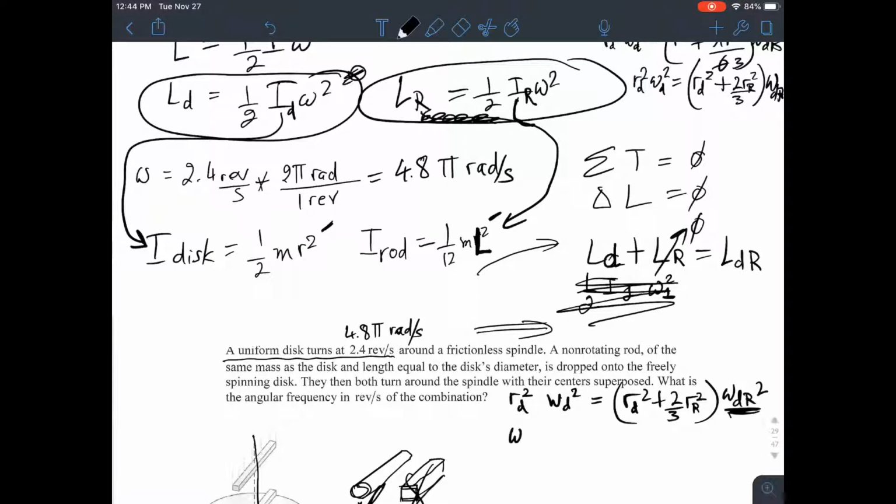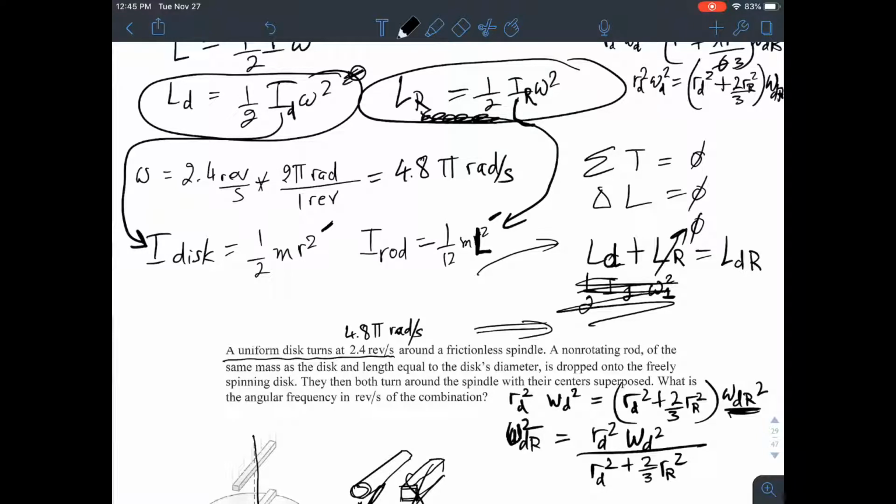So let's get everything on one side. I'm going to get this on one side, right? W, and just divide the other side by the entire thing. That looks scary to me. I don't know about you.